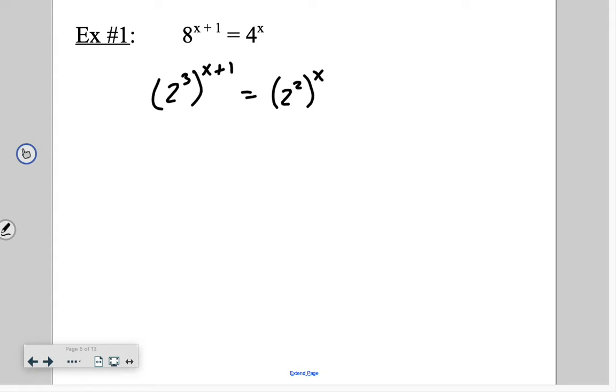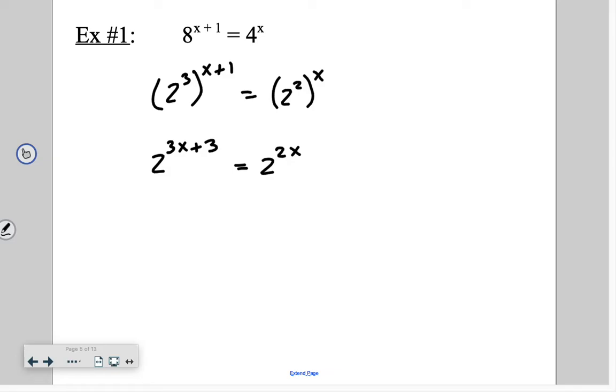What do we do when we have a power to another power? Like in the first one, I've got 2 cubed and then it's to the x plus 1. What do I do with those? Multiply. Remember your properties of exponents. A power raised to another power, you multiply the exponents. So this is going to become 2 to the 3x plus 3 power. Distribute the 3 to the x times the x plus 1, equal to 2 to the 2x power.